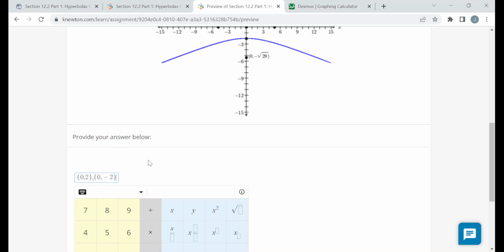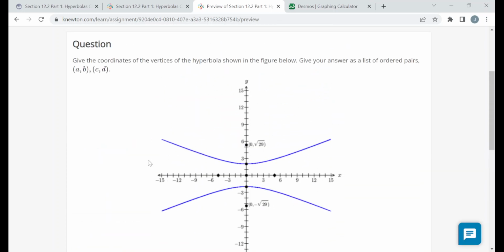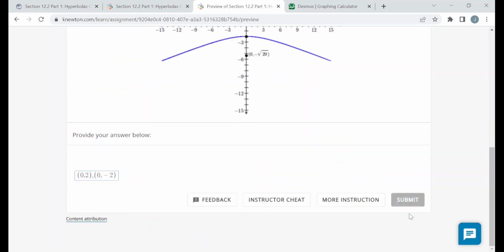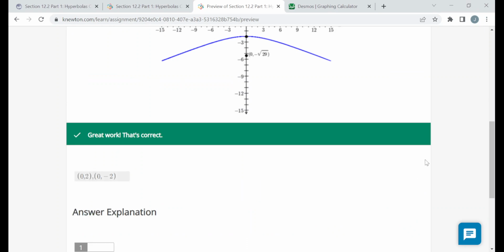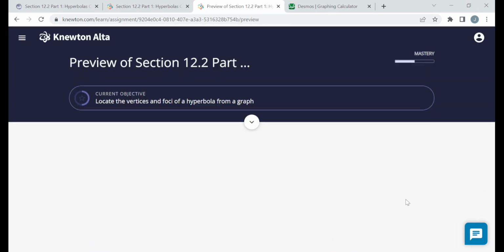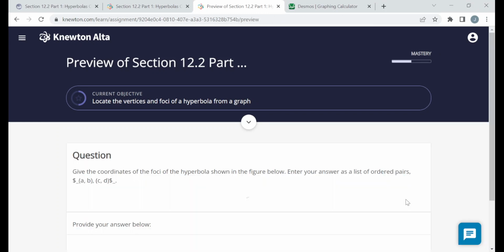I'm pretty sure that's what they said. Yeah, give your answer as a list of ordered pairs. So there's a list of ordered pairs, (0, 2) and (0, -2) for the vertices. Great, yeah, this should be the easiest objective if they're giving you a graph and just asking you to identify certain points.